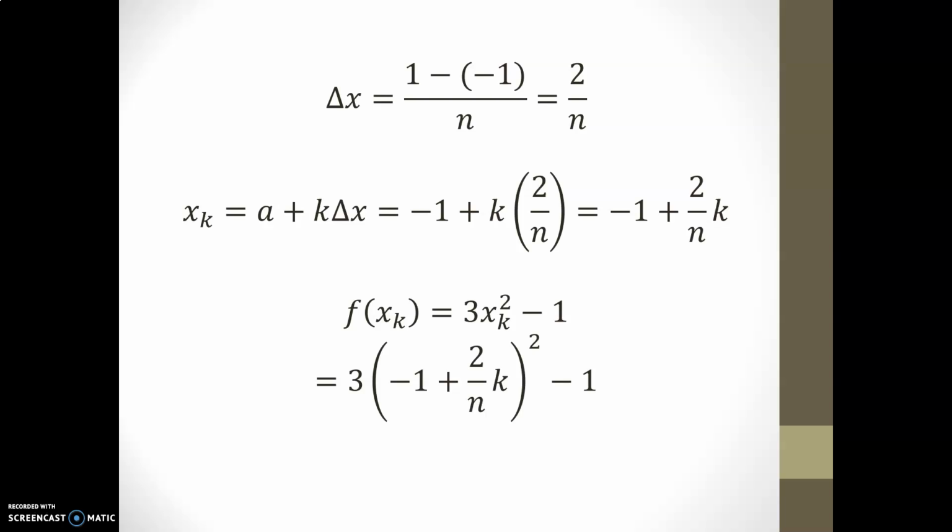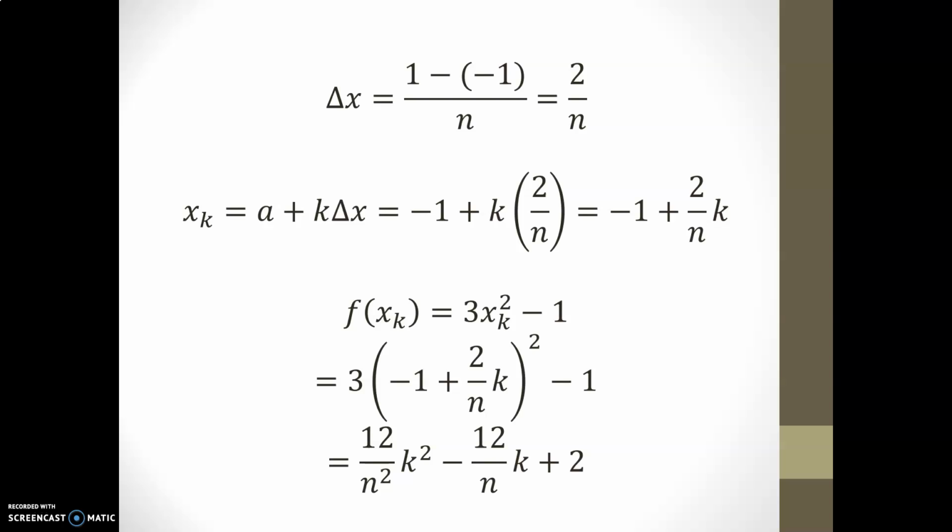So we're going to have to square this expression, which is a binomial term, and that means FOILing it out. I've spared you a bit of the algebra here, but if we FOIL out that parentheses, correctly expand and collect like terms, we're going to find 12 over n squared k squared minus 12 over n times k plus 2.